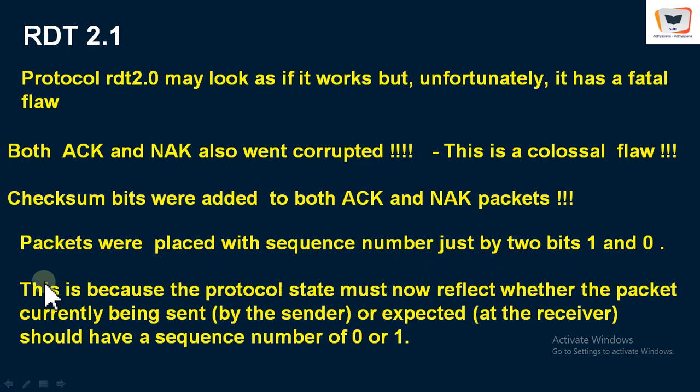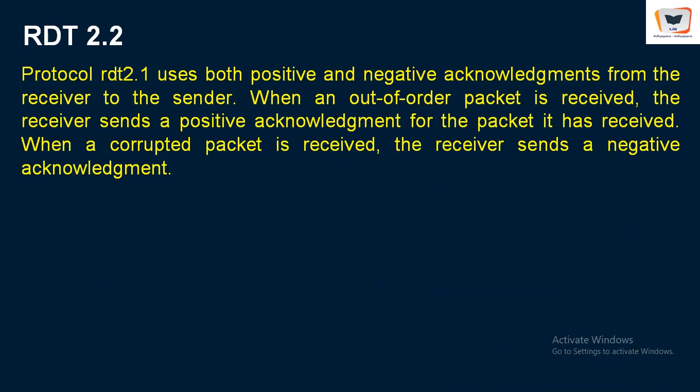The mechanism went something like this. A packet 1 is sent and an ACK would come if it went correctly and if there were no errors noticed. If packet 1 goes and gets corrupted midway, then the receiver would send NAK for packet 1. This is because the protocol state must now reflect whether the packet currently being sent or expected at the receiver should have a sequence number of 0 or 1. The packets were sent in an orderly fashion.